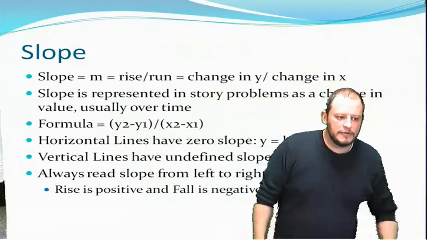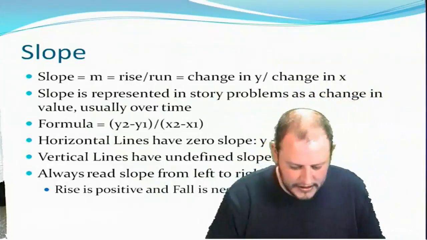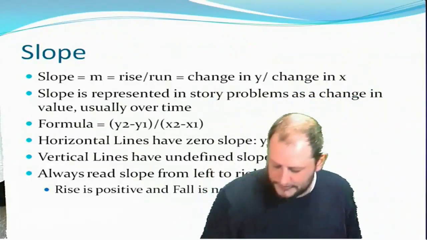We always read slope from left to right. Rise is positive and fall is negative. So we'll talk about some of those things in our examples.